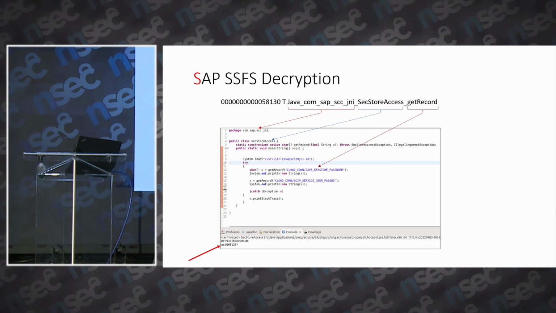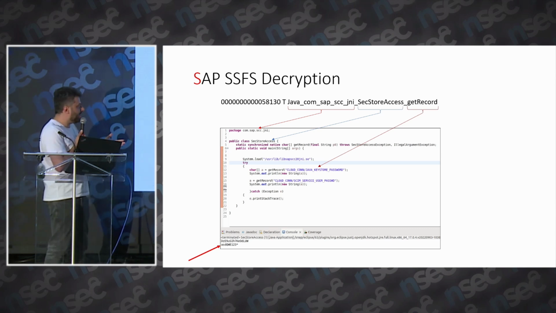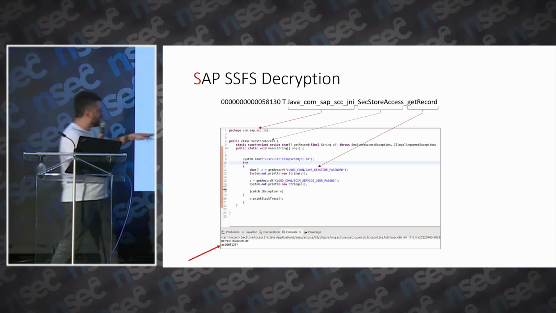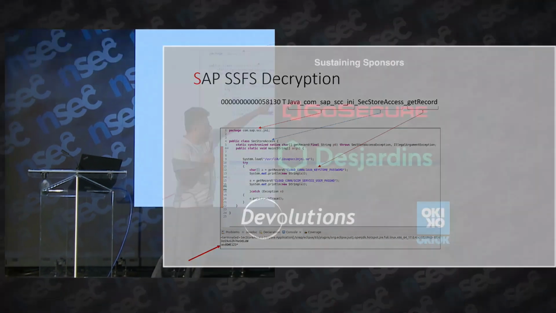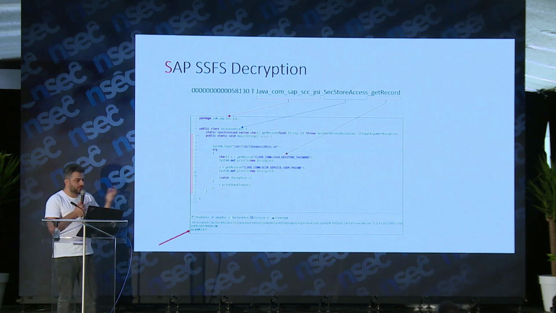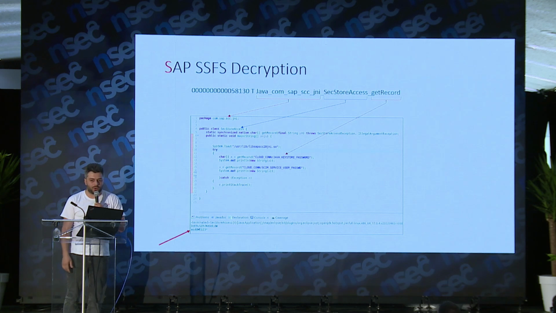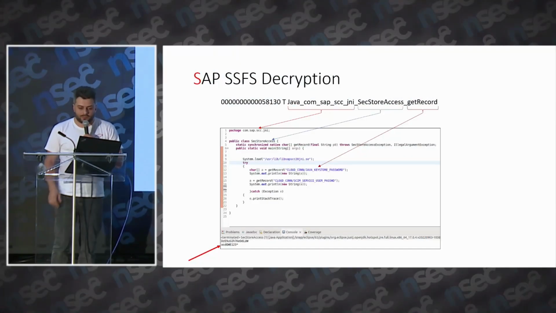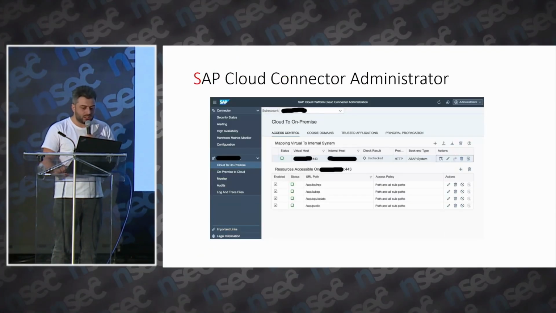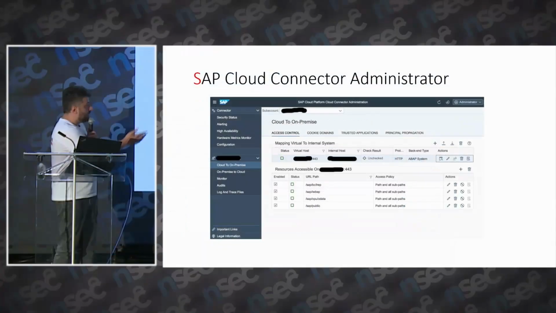We used that function in our mini Java code, and as arguments we passed the properties that we discovered, this one, and we got the password for the Java key storage and the admin password for the SAP Cloud Connector. So what next? We open the SAP Cloud Connector UI and log in there.